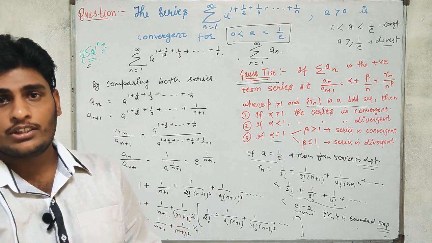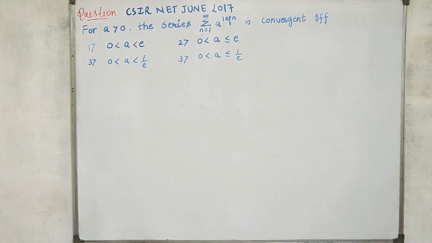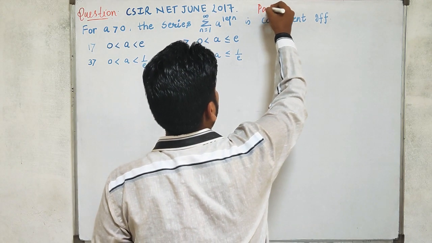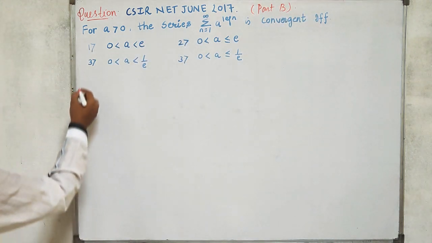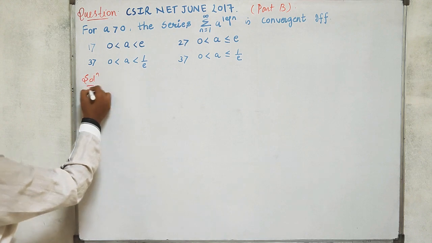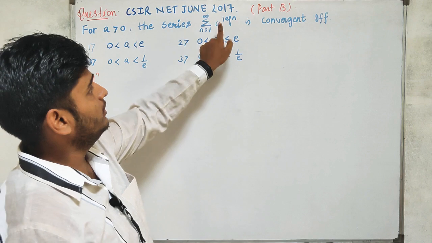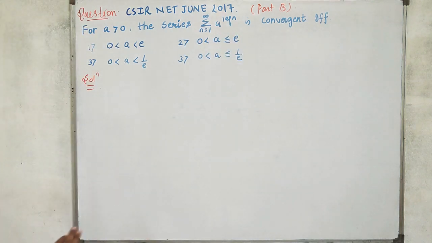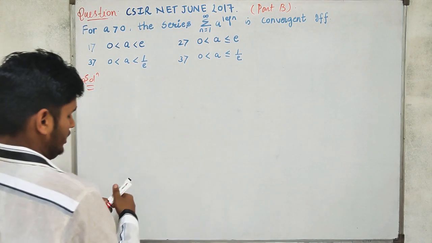We discuss that question. Okay, this is a question from CSIR NET June 2017, and it is a question from Part B. Come to the solution part. What is the statement? For a greater than 0, the series summation of a raised to power log of n is convergent if and only if. We have to find out the one correct option from these 4 options.